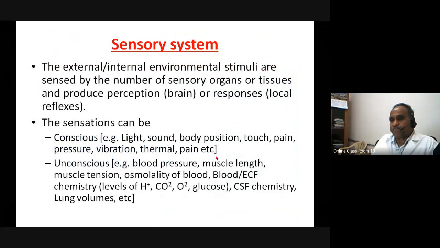What is the sensory system? It is the system on which both our internal milieu and homeostasis, and the responses to the external environment, all depend upon the reception of the stimuli. The stimulus is taken up and transmitted to the brain, analyzed, interpreted, and then the response is made. This is as far as we think about the external stimuli.